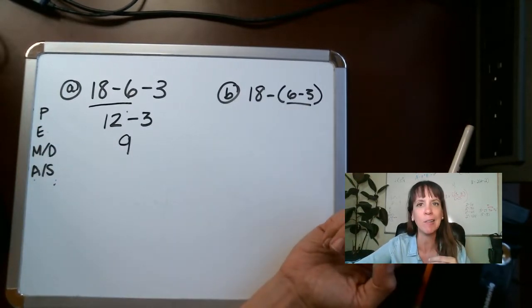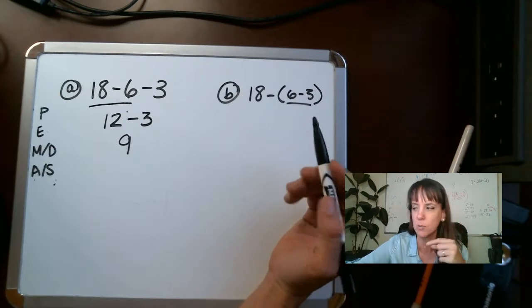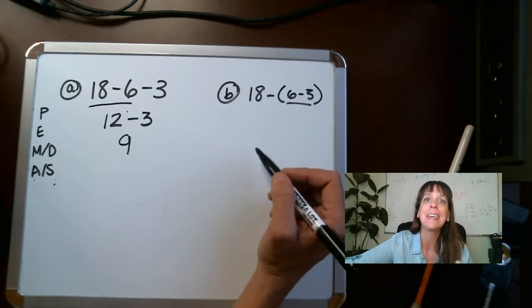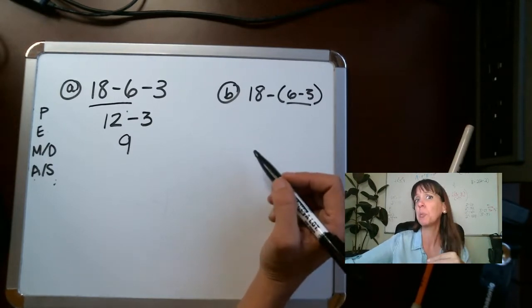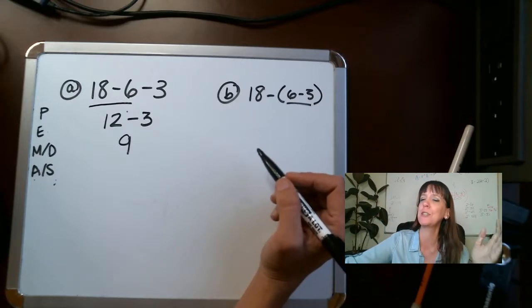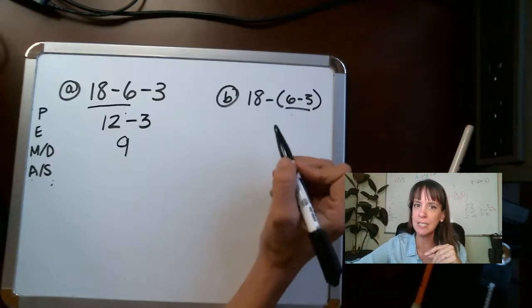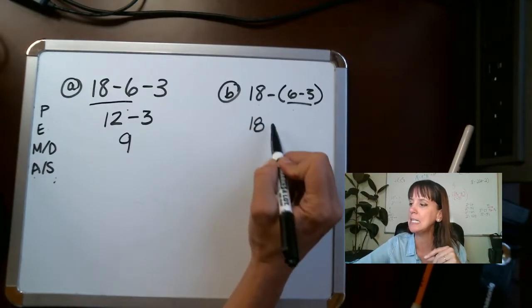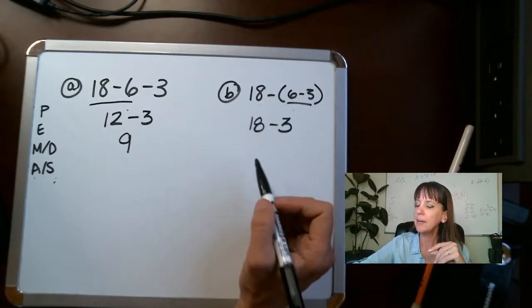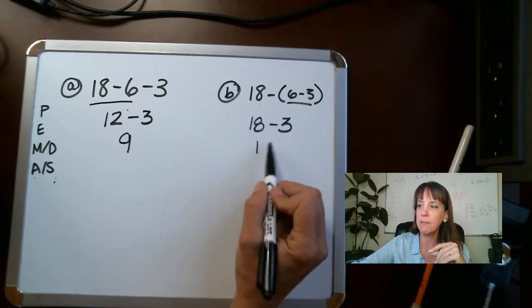And again, do you see how I underline what I'm working on? Shows how your brain is working. Guys, if you're taking tests, if you show me how your brain is working, I'm gonna give you more points than if you don't. So it's up to you. So 18 minus, and since we're doing that parentheses first, 6 minus 3 is 3. So 18 minus 3, we get 15.